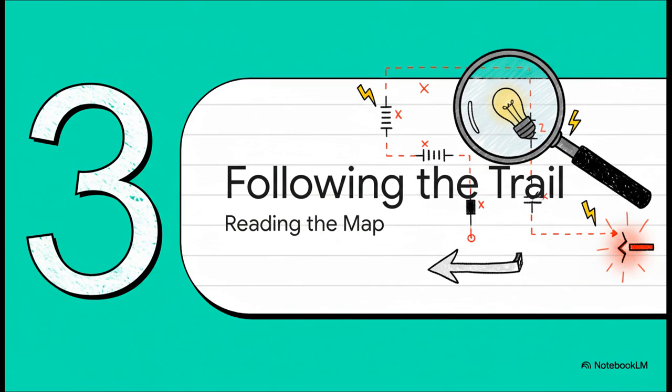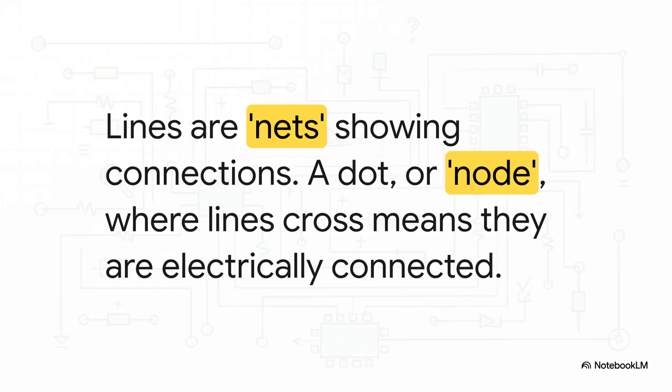Okay, so we know our suspects and we can read the symbols on the map. Now it's time to learn how to actually follow the trail of electricity from one place to another. All those lines connecting the symbols, we call those nets. They're the wires. Now here's a key detail. Where two lines cross, look for a dot. That dot is called a node, and it means those wires are electrically connected. If you see two lines cross with no dot, they're just crossing over. They aren't connected at all.